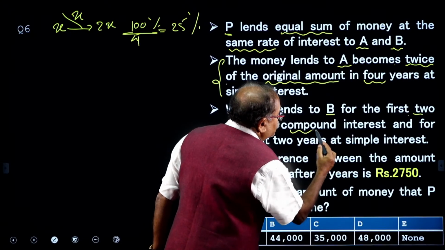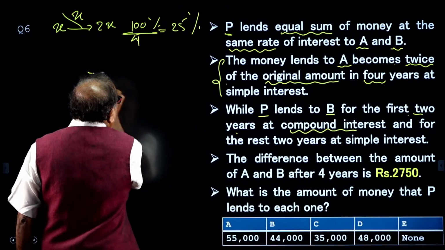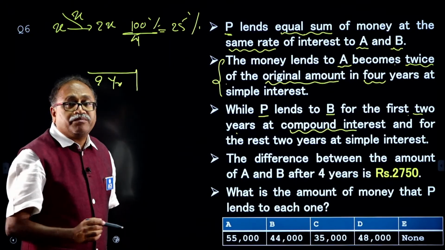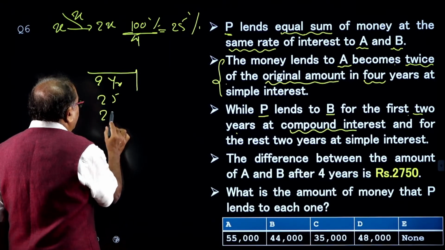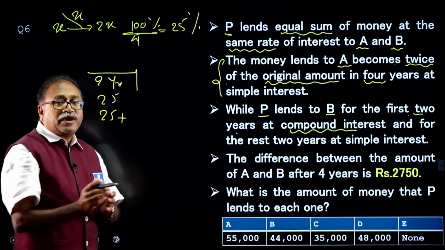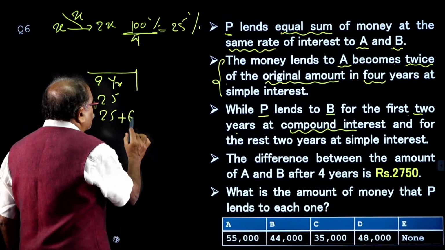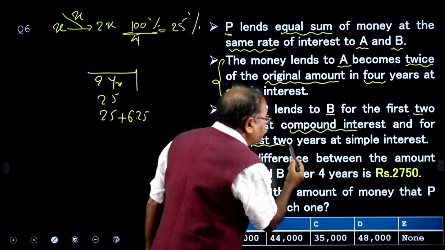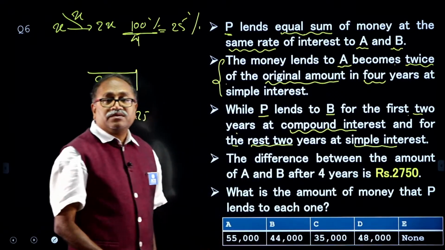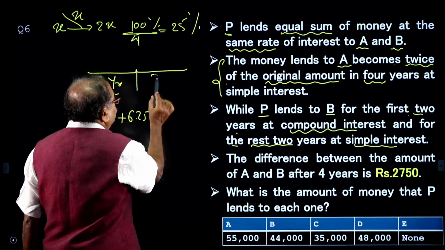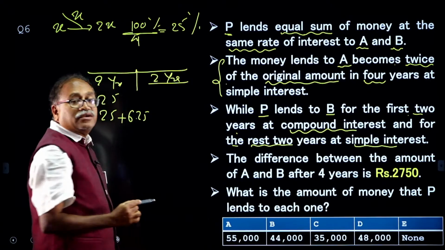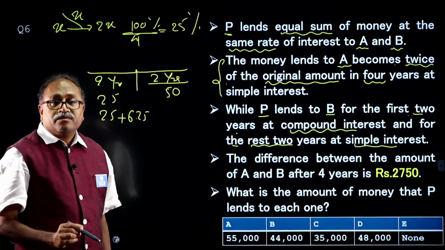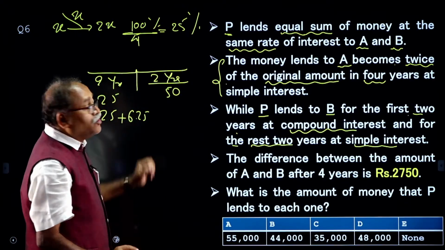at compound interest. So, what will be the compound interest in the first 2 years at the rate of 25% per annum? So, that is 25 and 25 plus 25% of 25, that is 6.25%, and the remaining 2 years at simple interest. In that case 25 into 2, that comes to 50% for the entire 4 years.